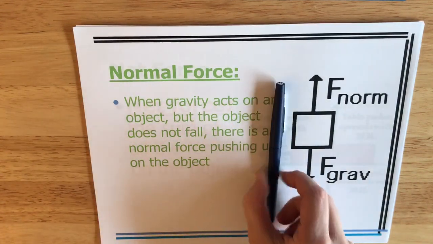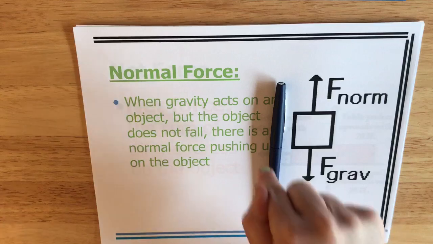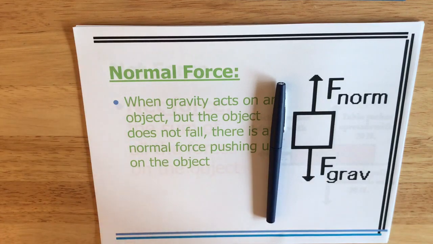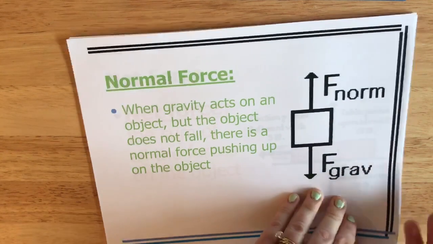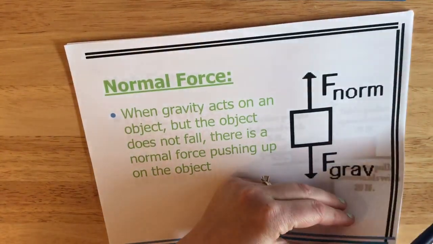If this little diagram shows the pen, the pushing down is the gravity and the pushing back up is the normal force. And that's why my pen doesn't move. Equal but opposite. It's got gravity and norm.